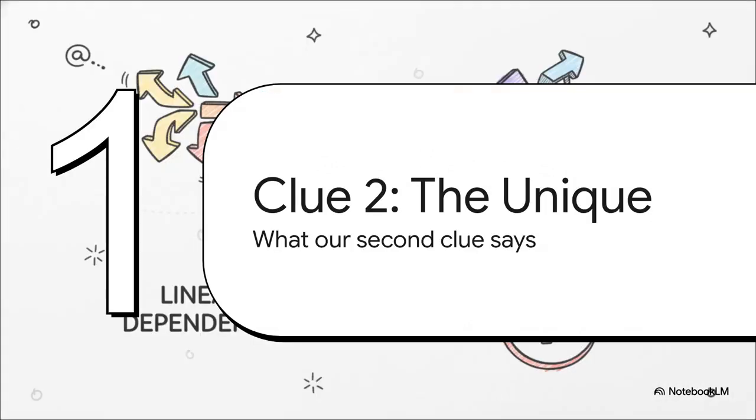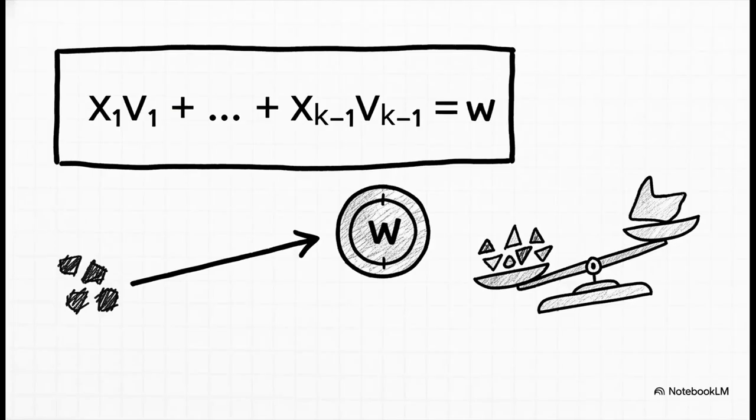Now, for clue number 2, which you'll see is the complete opposite of the first. And it's actually in that sharp contrast that we're going to find the key to this whole puzzle. A unique solution. Now, this tells us we're working with a system that is perfectly efficient, perfectly tuned. It's like a key that fits a lock perfectly. There is only one way to get it to work.